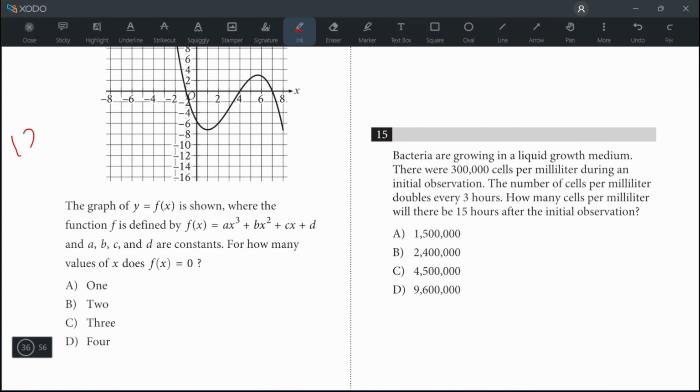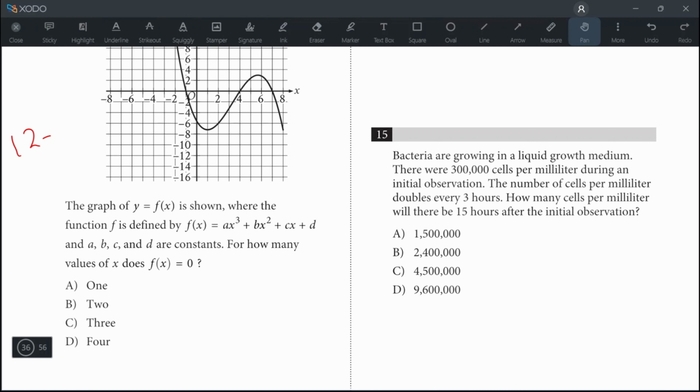Now question number 12. The graph y equal to f of x is shown, where the function f is defined by f of x equal to ax to the power of 3 plus bx to the power of 2 plus cx plus d, and a, b, c, and d are constants. For how many values of x does f of x equal 0?